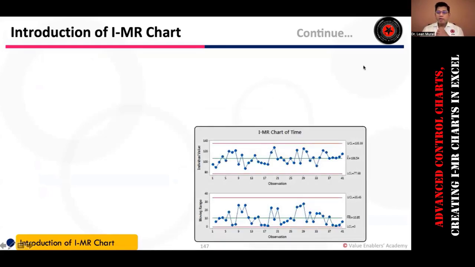Okay, so IMR chart is individual moving range. Whenever we have data, let us say we are producing a piece of automobile component, we want the diameter to be exactly within the specification limit, if it is 10 millimeter plus or minus 1 millimeter. The specification limits are decided by the customer.